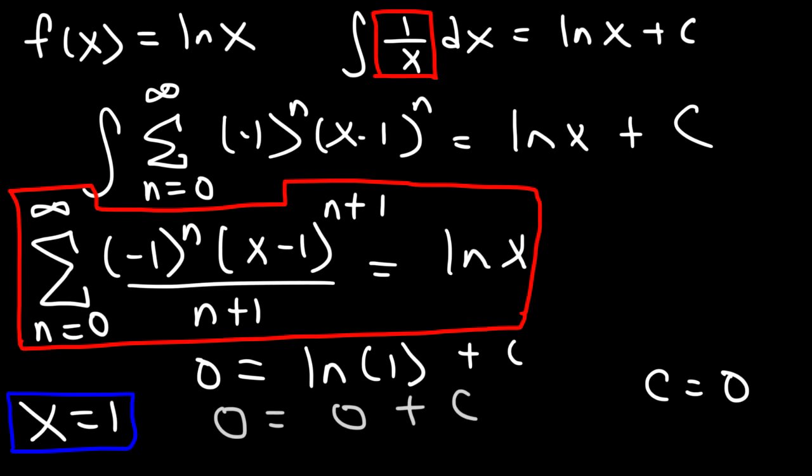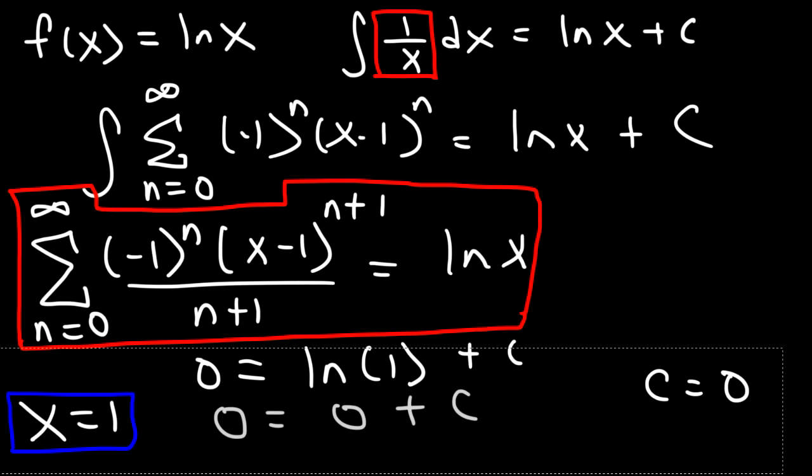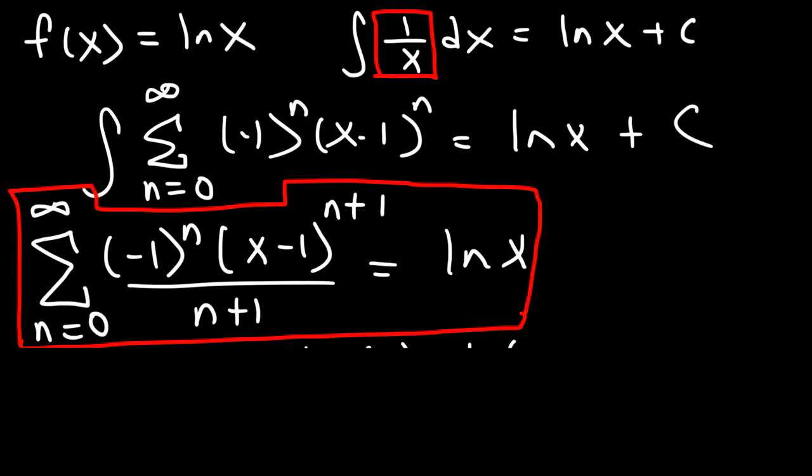Now what about the radius of convergence and the interval of convergence? How can we find that for this particular power series? So let's start with the common ratio r.